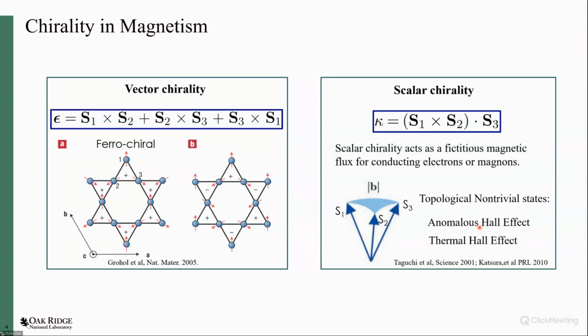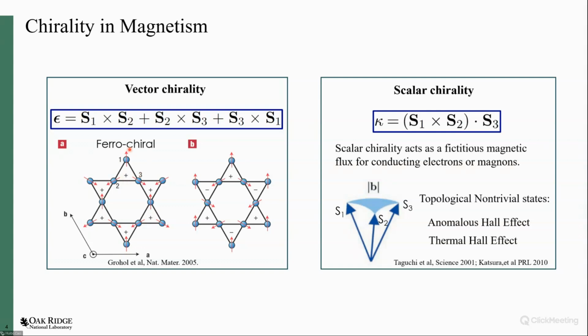For the chirality of magnetism, there are two mathematical definitions: one is vector chirality, and one is scalar chirality. Vector chirality involves two spins. You can just take the cross product and calculate the vector chirality. If you apply a mirror, because the spin is an axial vector, its mirror will flip from plus to minus.